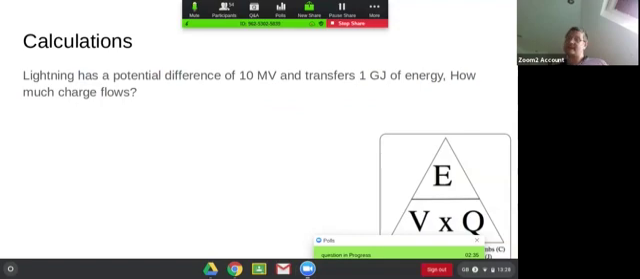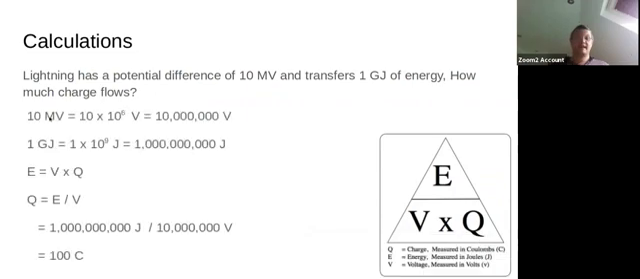What about giga then? Well, how many megabytes are in a gigabyte? Again, it's 1,000. So that's another 1,000 times higher. So 10 megavolts is 10 times 10 to the power 6 volts, 10 million volts. 1 gigajoule is 1 times 10 to the 9, a billion joules. So when you're putting that into your calculator, that's a billion divided by 10 million.